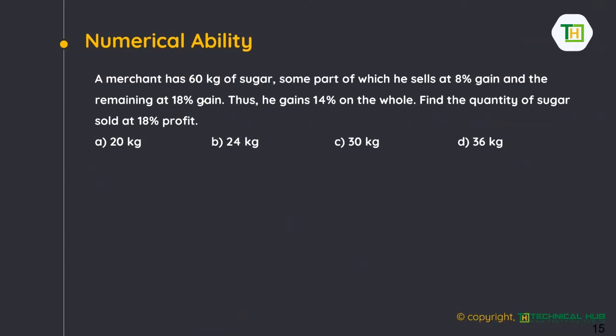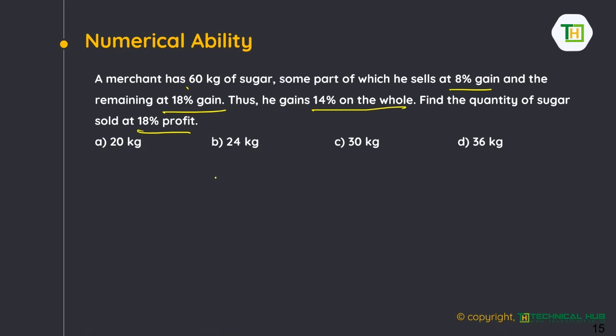Next one. A merchant has 60 kgs of sugar, part of which he sells at 8% gain and the remaining at 18% gain. And thus he gains 14% on the whole. Find the quantity of sugar sold at 18% profit. Guys, this problem you can solve by using the allegation concept easily. I will tell you this problem by using the allegation concept.